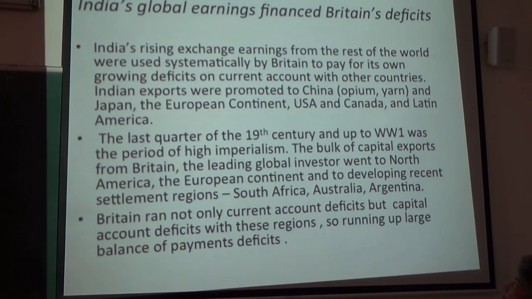And as we know, the last quarter of the 19th century up to World War I was the period of high imperialism. The bulk of capital exports from Britain, which was the leading global investor, in fact did not come to the tropical colonies at all. It's estimated that hardly about 10% of the total capital holdings Britain had abroad was in the tropical colonies, primarily India in the broader sense. But the major part of it went to the European continent, to the USA, and to the developing countries of recent settlement. Now Nurkse's early 1954 article in the EJ established that, and subsequent studies have also established that very clearly.